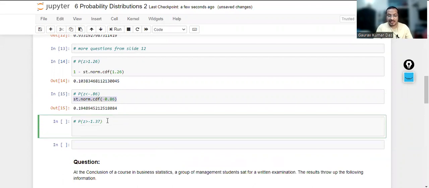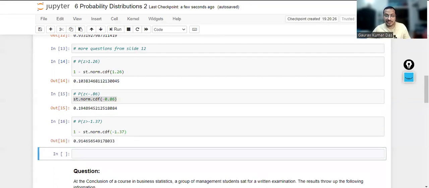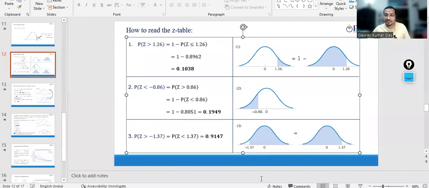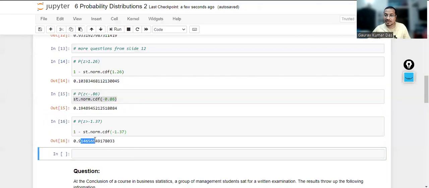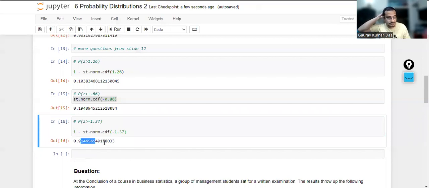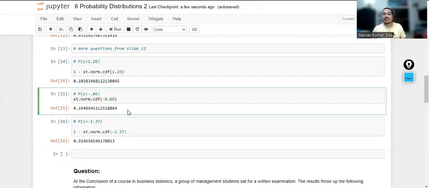This again, greater than means directly subtract it from 1. st.norm.cdf. st means the stats module. So here you can directly put minus 1.37, 91%. Exactly correct. So this is how you calculate a probability with respect to a cumulative interval of Z values.